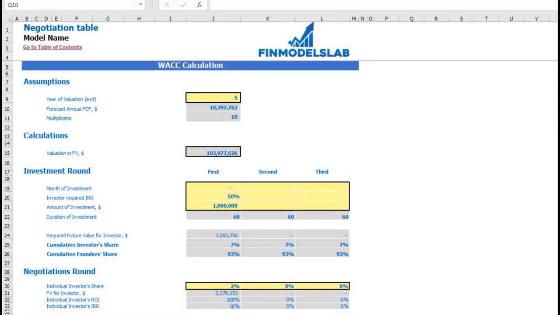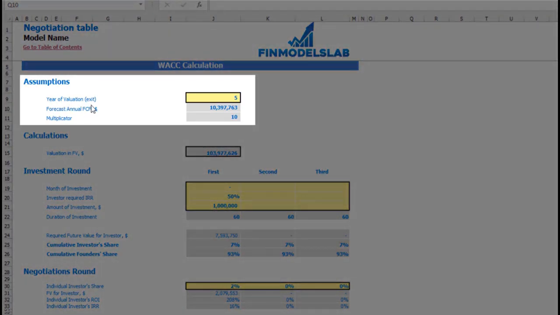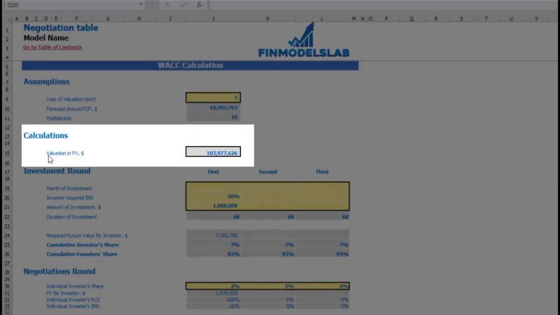In the negotiation table, you may see the calculation of investment round and negotiation round, up to 3 rounds for each. So on the top you may see the assumptions. First is the year of valuation or exit. By default this is 5 years. You can change it to another value, for example 4 or 6 years. You can see the calculation of forecast annual free cash flow and multiplicator based on the Valuation tab. Here is the calculation of valuation in future value, also based on the Valuation tab.